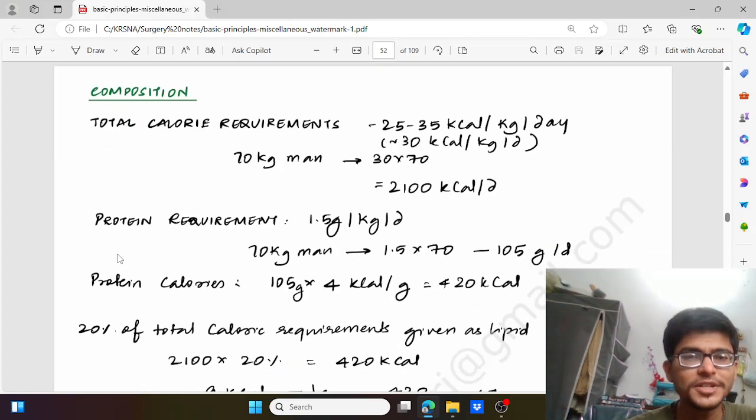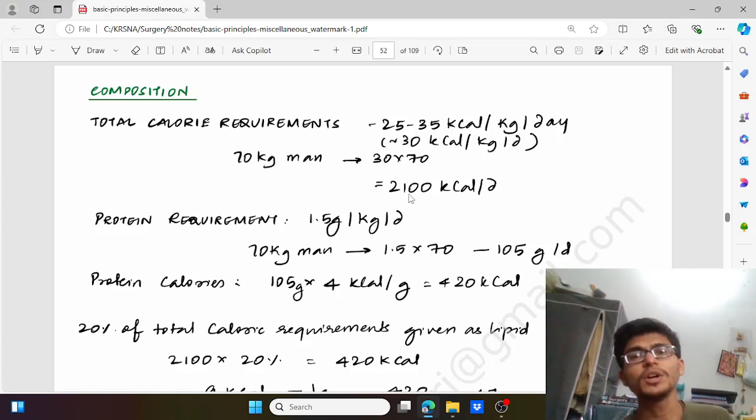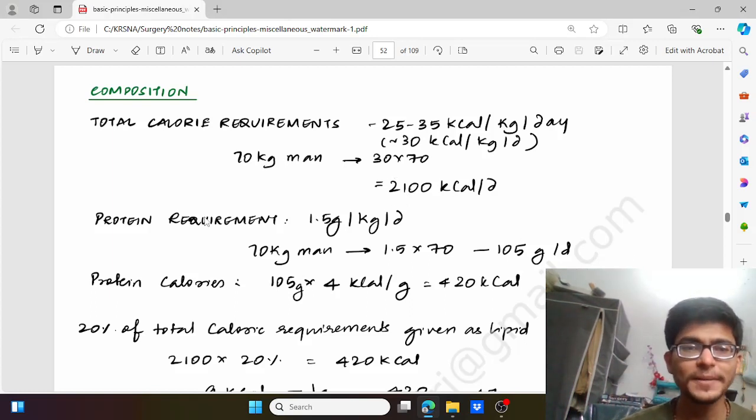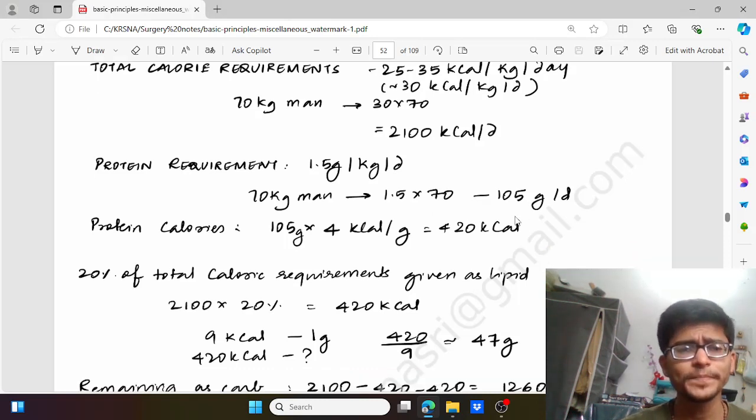Now we see the composition for these parenteral nutrition. So total caloric requirement is around 25 to 35 kilocalorie per kg per day. Considering 30 kilocalorie per kg per day for a 70 kg man, it will be around 2100 kilocalorie per day. Normal daily body protein requirement is around 1.5 gram per kg per day. So for a 70 kg man, it would account to around 105 gram per day.